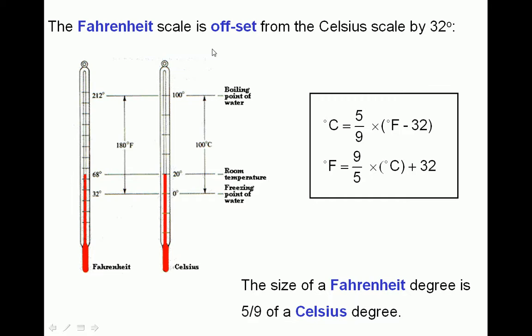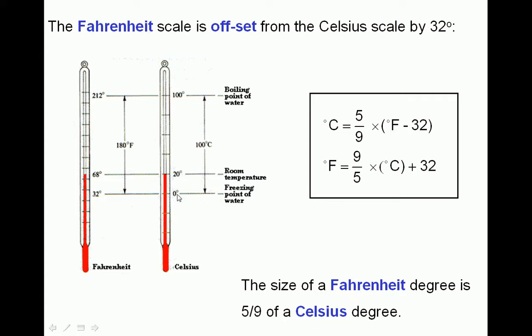So the Fahrenheit scale is offset from the Celsius scale by 32 degrees. So what do I mean by that? I mean that the freezing point of water on the Celsius scale is 0 degrees, whereas the freezing point of water on the Fahrenheit scale is 32 degrees higher, it's 32 degrees. So we need to take into account that there is a 32 degree difference in the 0 point of the scale. The other thing that we need to take into account is the size of a Fahrenheit unit versus the size of a Celsius unit.